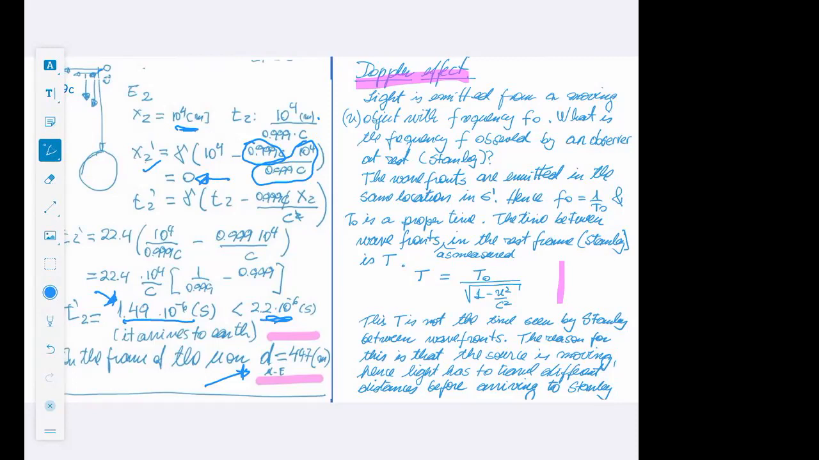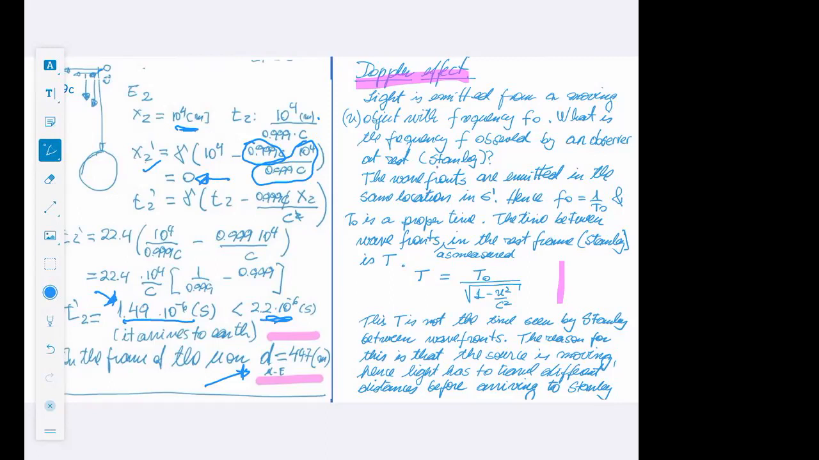And the other part is the relativity of time, which is also playing a role. So the idea is the following: light is emitted from a moving object which is traveling at speed U, and it generates a frequency f naught. F naught is the frequency in the rest frame of the object that is moving. So the question is, what is the frequency f observed by an observer at rest?